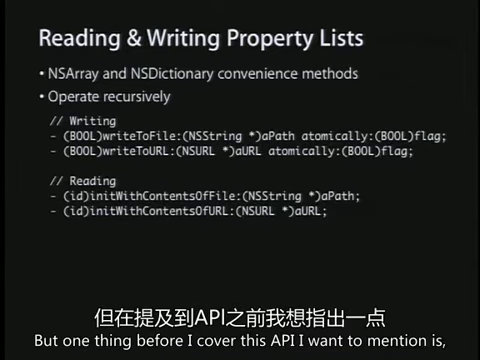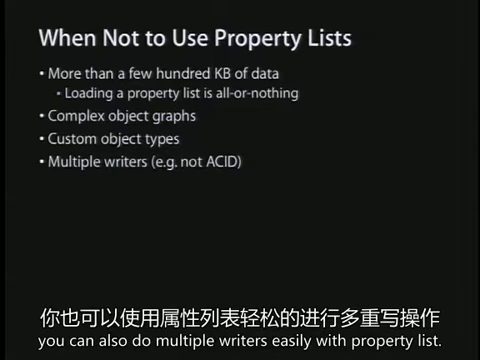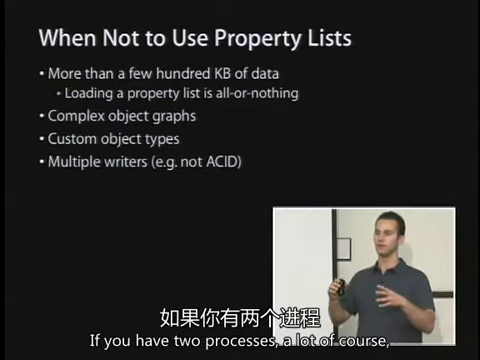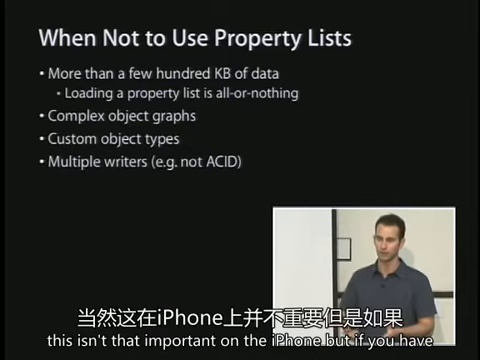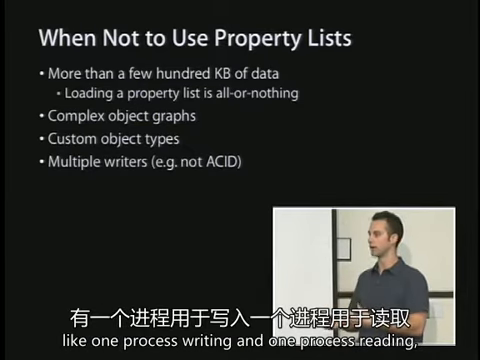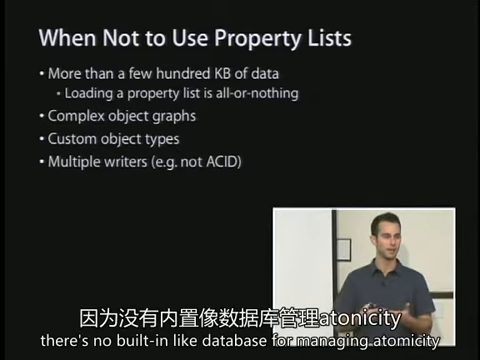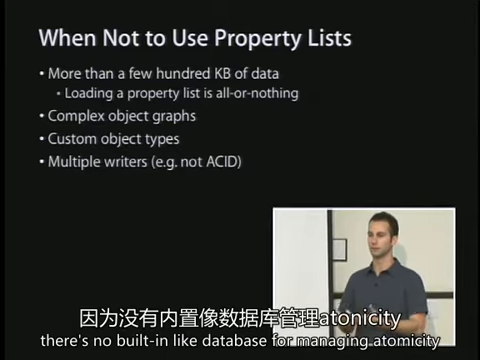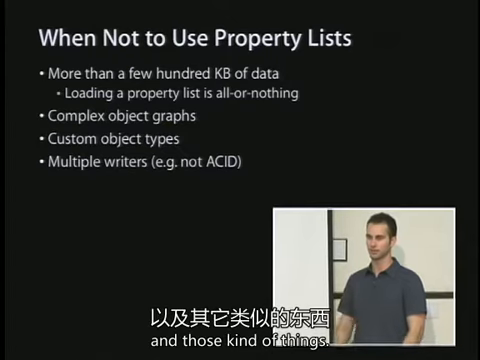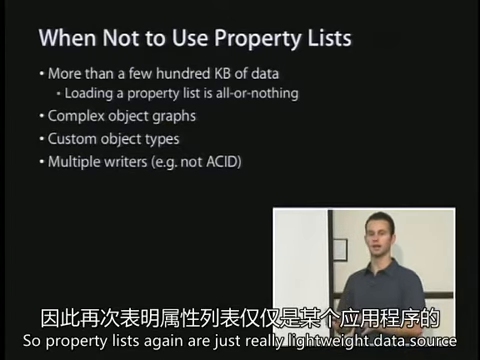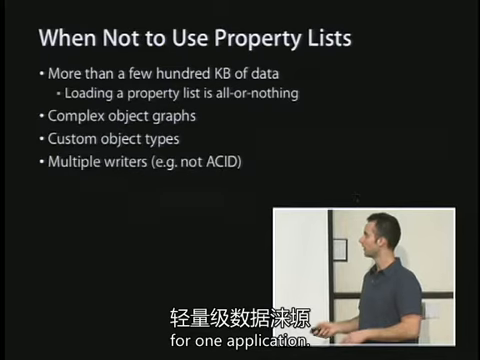But one thing before I cover this API I want to mention is you can't do multiple writers easily. With property lists, if you have two processes, and of course this isn't that important on the iPhone, but if you have one process writing and one process reading, you're going to have trouble synchronizing them because there's no built-in database primitives for managing atomicity and those kinds of things. So property lists, again, are just really lightweight data storage for one application.